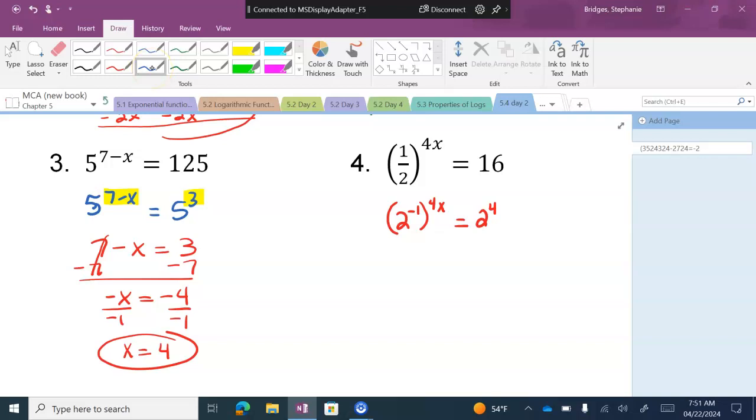Does that make a little bit of sense? Okay. All right, multiply the 2 exponents up here. So that's going to become 2 to the negative 4x. The other part stays the same.